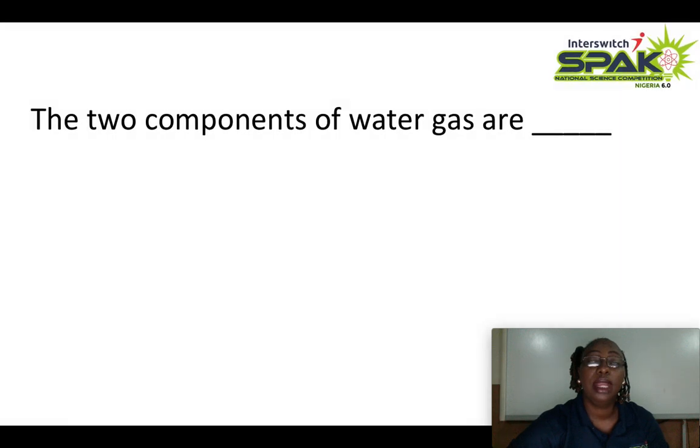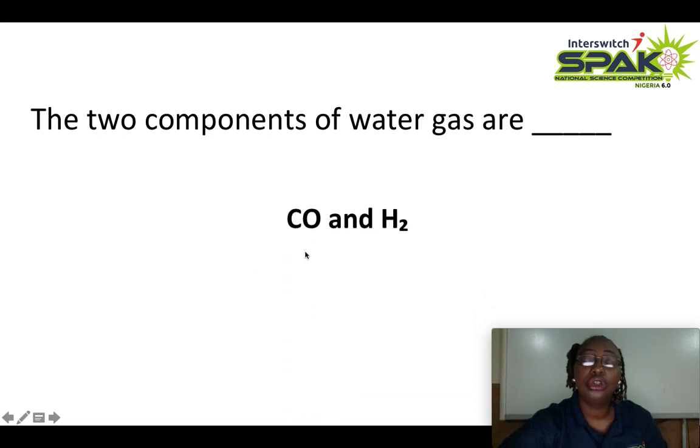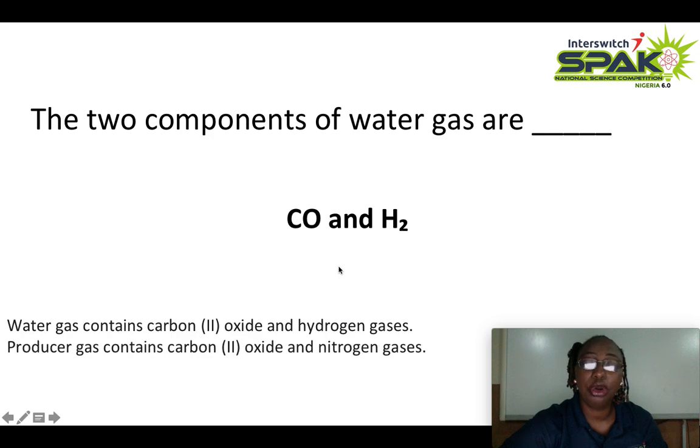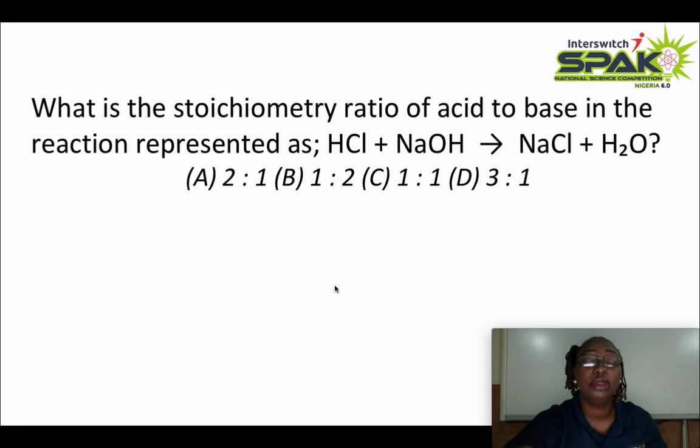The two components of water gas are, yes, you should remember water gas. We have water gas, we have producer gas. There are two types of fuel. So under carbon, what are the components? For water gas, we have carbon(II) oxide and hydrogen gas, while for producer gas we have carbon(II) oxide and nitrogen gas. Water gas is more combustible than producer gas.